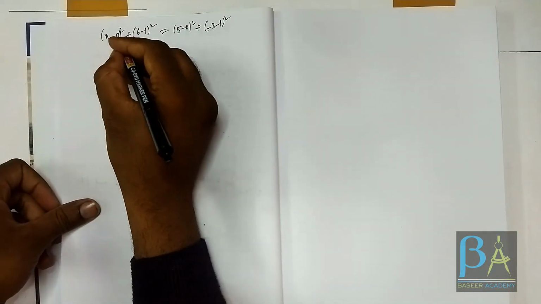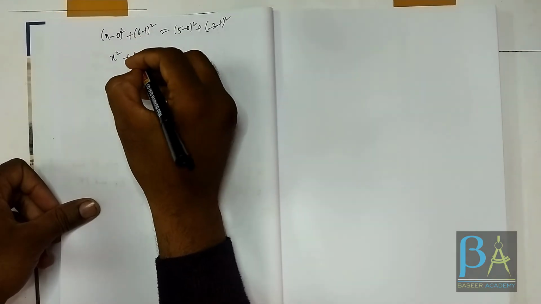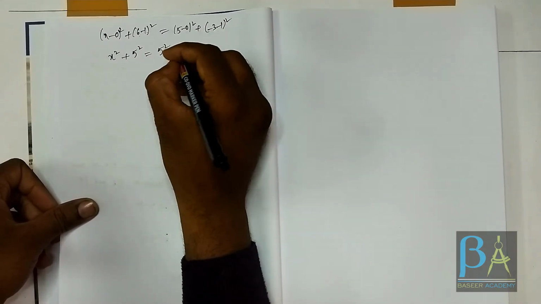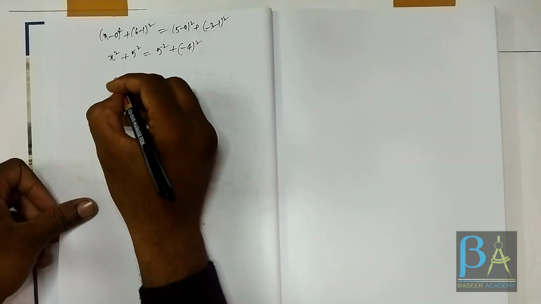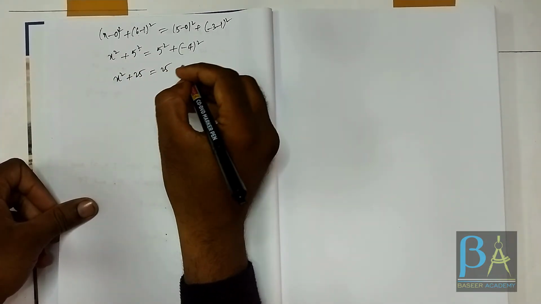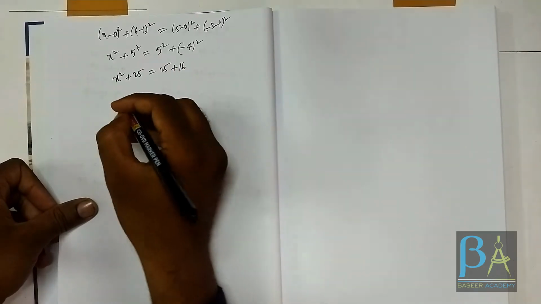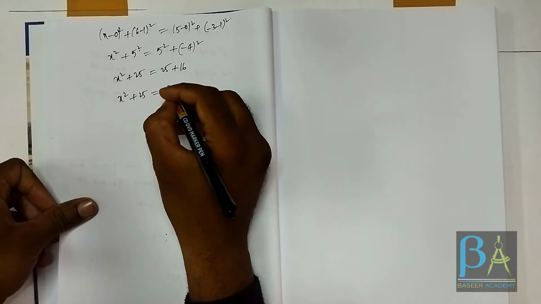So what do I end up getting? x minus 0 is nothing but x itself. So x square plus 6 minus 1 is 5, 5 square, is equal to 5 minus 0, which is nothing but 5, and then minus 3 minus 1 is nothing but minus 4. So what do I end up getting? x square plus 5 square is 25. Minus 4, when you square it, it becomes plus, 4 square is 16. So x square plus 25 is equal to 41.